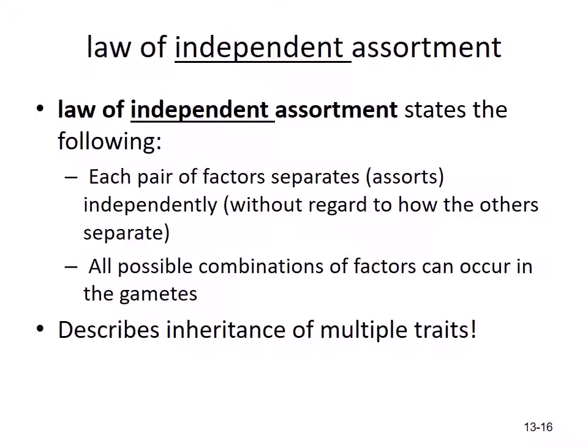So the law of independent assortment then says that each pair of factors is going to separate, or sort, independently without regard to how the others separate, and that all possible combinations of factors can occur in the gametes. And we know that happens during which phase of meiosis? So it happens in meiosis 1. Do you remember which phase of meiosis 1? What happens in metaphase of meiosis 1?